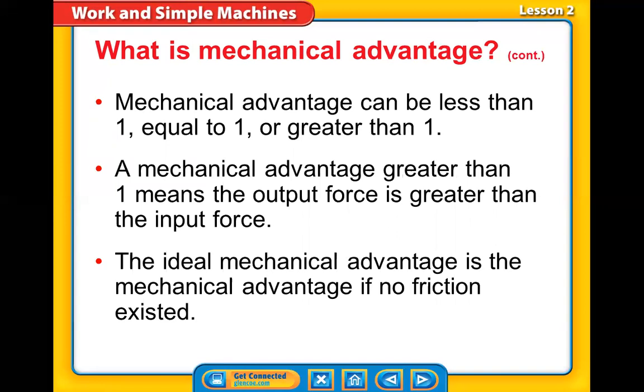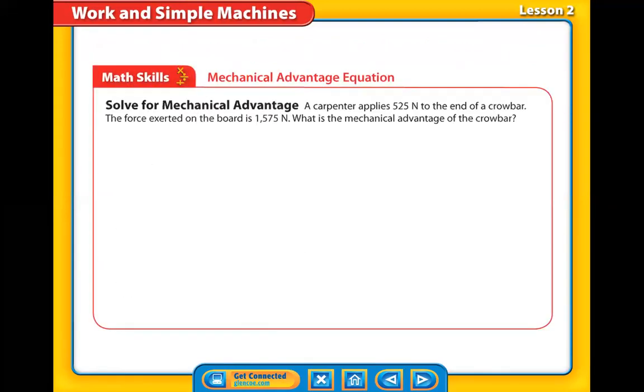The ideal mechanical advantage is what a machine achieves if there is no friction between the machine or the surface and the object. Why? Because the friction force changes some of the energy used into thermal energy that's not calculated as work. Let's solve some problems on the mechanical advantage equation.